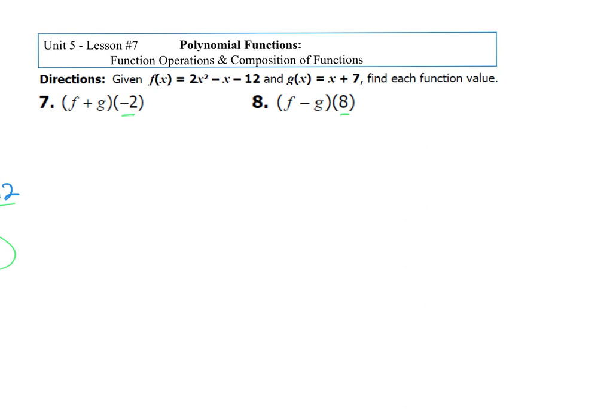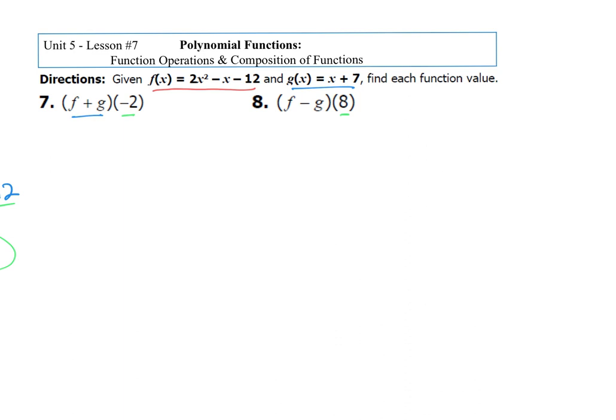Okay, so on number 7, we've been given two different functions. We're saying f of x is 2x squared minus x minus 12, and g of x this time is x plus 7. Now we're going to compute these two functions for a certain value, and then we'll do something with those two answers that we get. So on number 7, it says f plus g of negative 2.